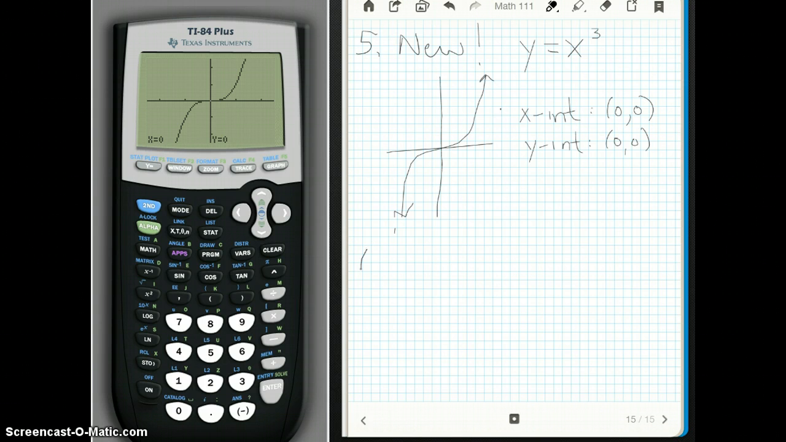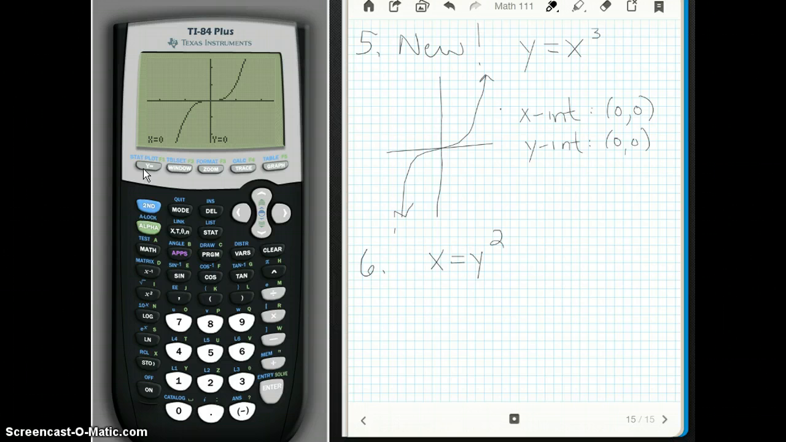Let's try another one. Let's do 6. This one's also new. So this equation looks like this: x equals y squared. Well, this one looks a lot like y equals x squared, but it's a little different, right? It's the y that's actually being squared here, not the x, right? So that's different. Well, let's try to graph it.